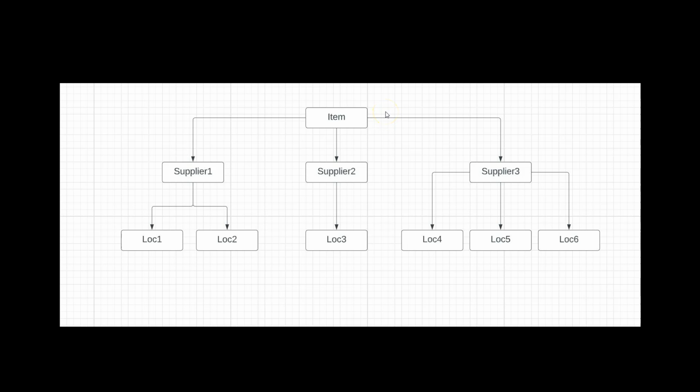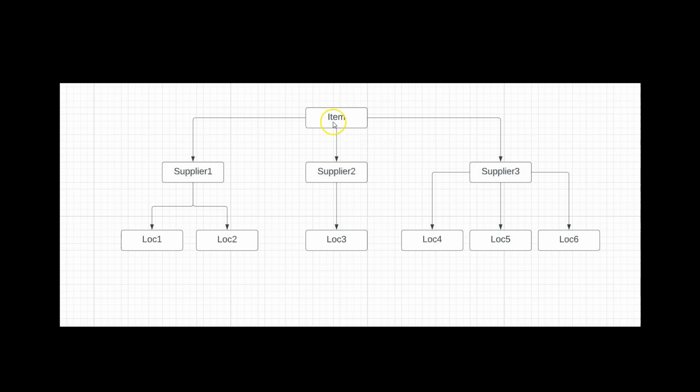This is a tree-like structure, and we can see that one item can have one or more suppliers, and then the particular suppliers can have one or more locations set up. So this is a tree-like structure, and in order to represent this entire transaction on a single page, we need to have different levels so that we can accommodate the data coming from different records into a particular level.